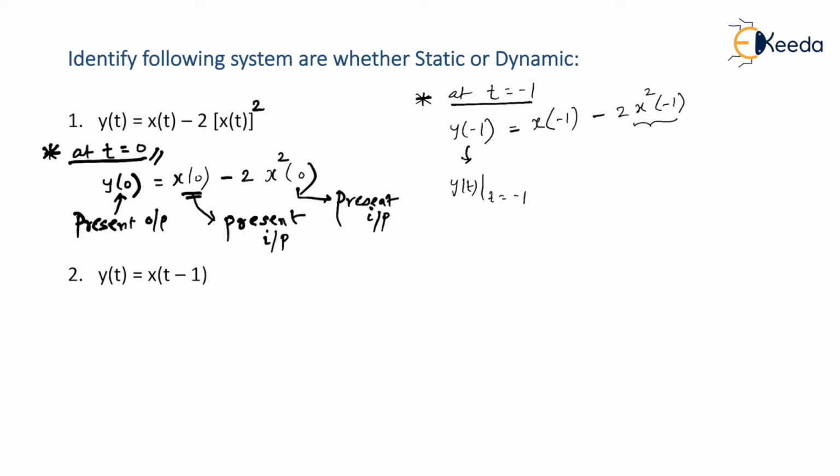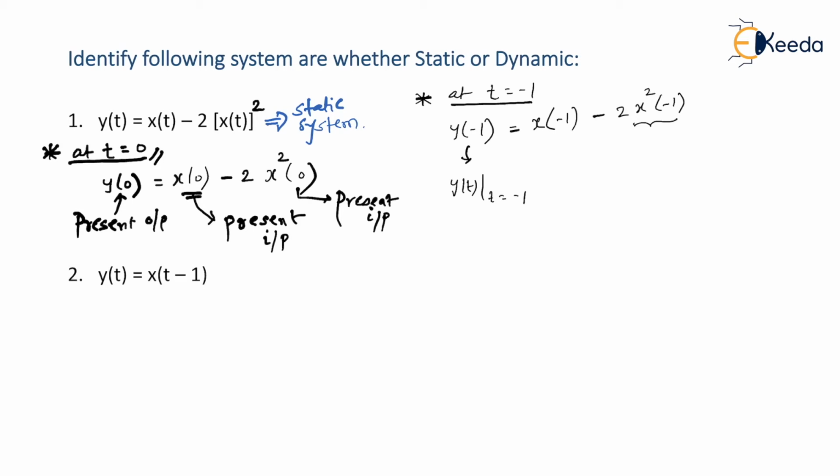Am I right? So whatever t instants you try over here, for all those examples, you will see that present output always depends on present input only, and therefore we can declare that the first question belongs to static system. So this is a static system, right? Let us start with second example now.